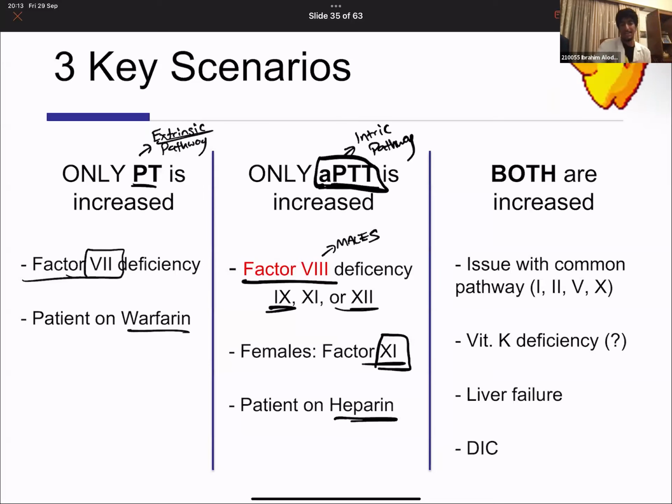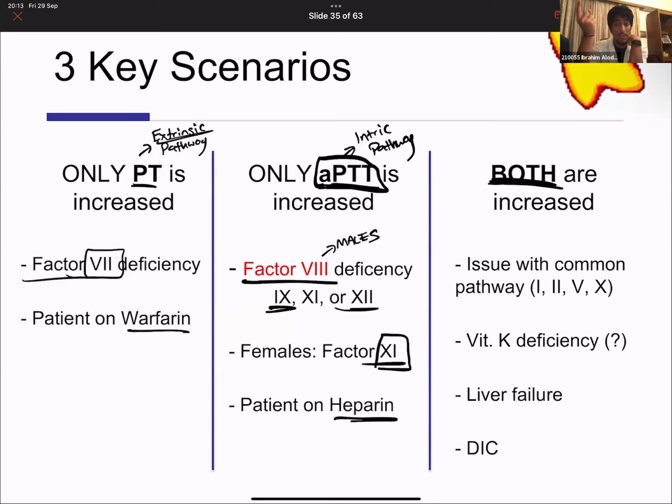All right. Now, in a scenario where both are increased, that means that there is an issue with the common pathway. Why is that? This is because, remember, the way these tests are being held out is that we're putting something in a blood sample and we're trying to get a fibrin clot formed, which means that both PT and APTT are technically also testing the common pathway, right?